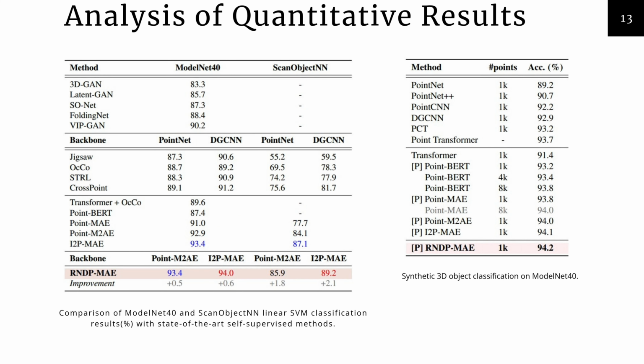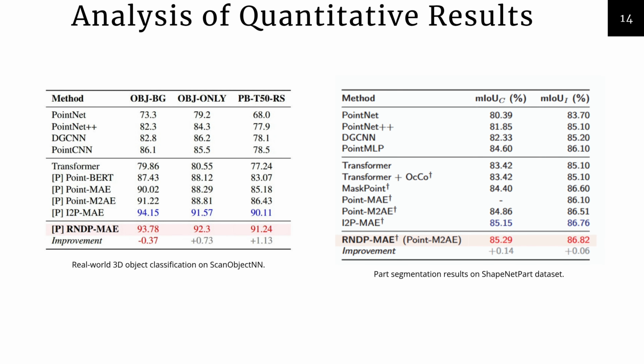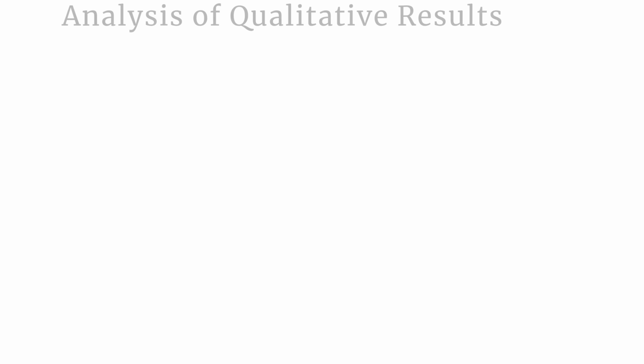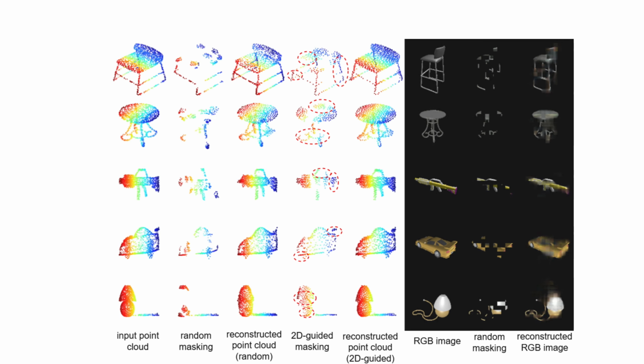RNDPMAE demonstrated strong performance across various evaluations, including linear SVM and full fine-tuning for object classification, achieving high accuracies on ModelNet40 and ScanObjectNN and consistently outperforming prior methods. It also showed strong capabilities in part segmentation, indicating its effectiveness in capturing both high-level semantics and fine-grained geometric details.